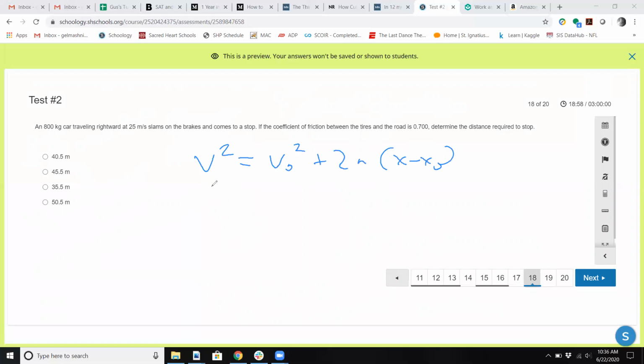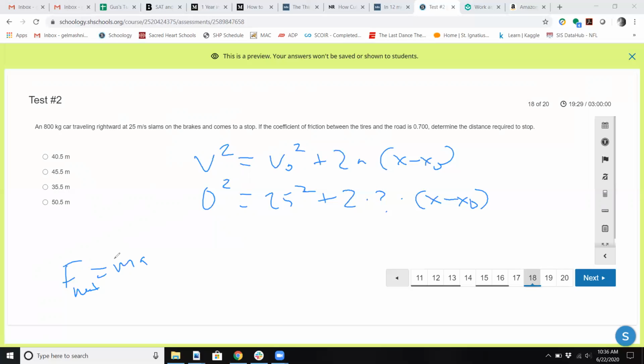And I know I'm coming to a stop, so 0 squared, 25 squared. My acceleration, I'm trying to figure out. So I still need to know that. And of course, I'm solving for this. So how am I going to get my acceleration? Well, obviously force equals ma, or net force. And the coefficient of static friction. Actually, hold on a sec here.